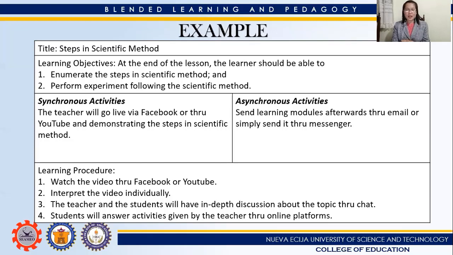And then the combination of synchronous and asynchronous activities. Synchronous activities: the teacher will go live via Facebook or through YouTube demonstrating the steps in scientific method. Asynchronous activities: simply send learning modules afterwards through email or simply send it through Messenger. And then the learning procedures: watch the video through Facebook or YouTube, interpret the video individually. The teacher and the students will have an in-depth discussion about the topic through chat. Students will answer activities given by the teacher through online platforms.